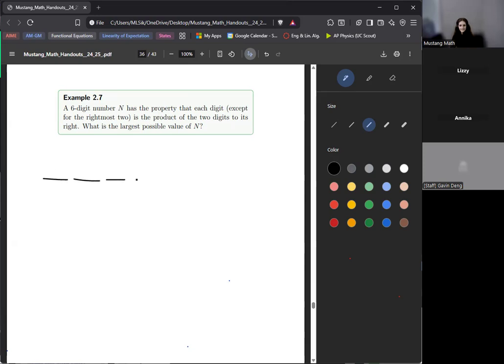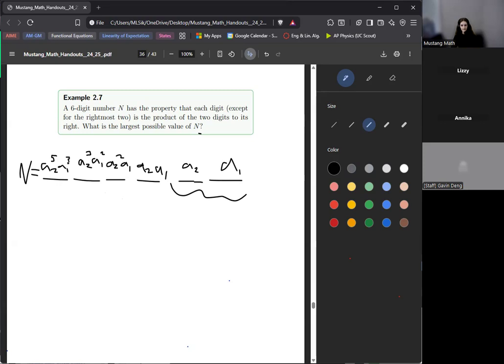A 6-digit number n, let's draw these slots for these, has the property that each digit, except for the rightmost two, is the product of the two digits to its right. What is the largest possible value of n? Let's write this in terms of variables first. Let's say this is a1 and this is a2. That means that this is a2 a1. This is a2 squared a1, I'm just multiplying these two. Likewise, this slot will be these two multiplied: a2 cubed, a1 squared. And the next slot will be these two multiplied: a2 to the fifth, a1 cubed.